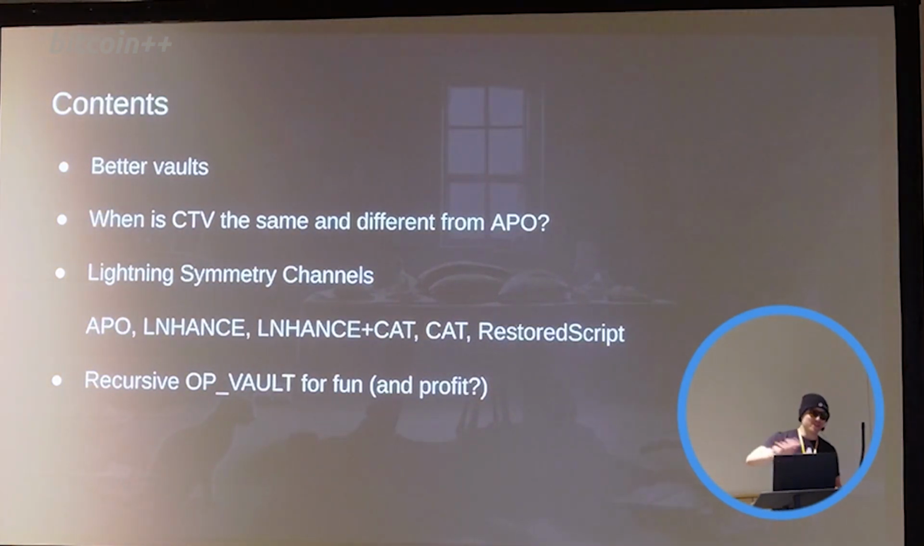So here's the things we're going to talk about. When we're talking about covenants and scripts and things we want to build, a lot of us want to get better vaults. And there's been a lot of talk in the last year or so about some of these opcodes like CTV or APO, which is a sick hash flag. Lightning Symmetry is super useful. And then last but not least, how can you make OpVault do things it wasn't supposed to do?